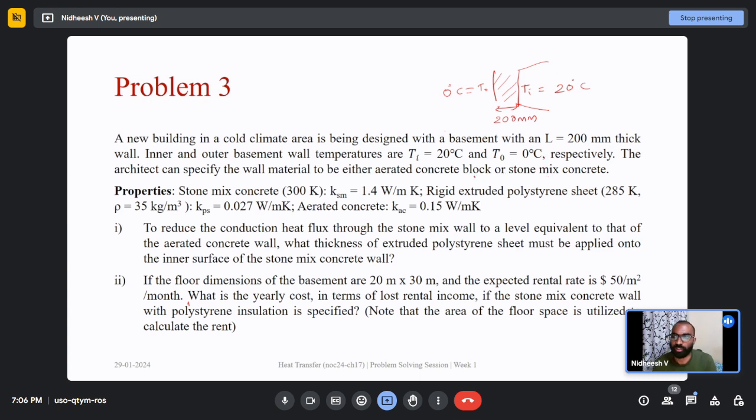So now the person who is building this wall has two options. They can either go for aerated concrete to build this wall or they can go for stone mix concrete. For both of these materials, the thermal conductivity properties are given. For stone mix concrete, it is 1.4 watts per meter Kelvin, and for aerated concrete, it is 0.15 watt per meter Kelvin. So, to reduce the heat loss from inside to outside, which material among these two should I use to build the wall?